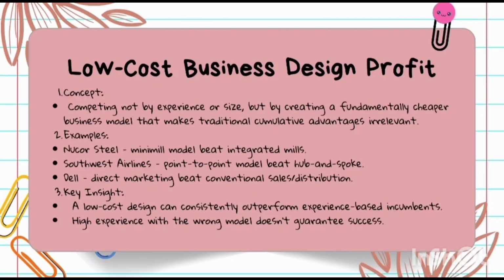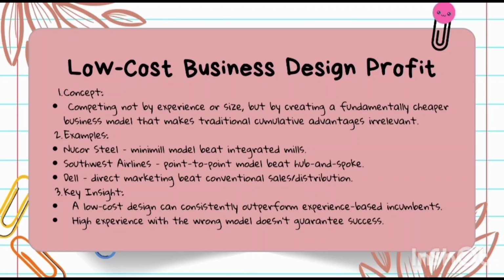So the next topic is low-cost business design profit. It is all about competing in a fundamentally different way. Instead of relying on experience, scale, or tradition, these companies create a business model that is structurally cheaper, making the traditional cumulative advantages of incumbents irrelevant. Take Nucor Steel for example. While traditional integrated steel mills had decades of experience and scale, Nucor adopted the mini mill model, which was far more efficient and less capital intensive, and it consistently outperformed the big players.